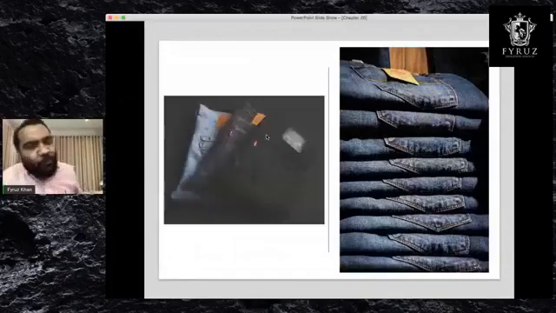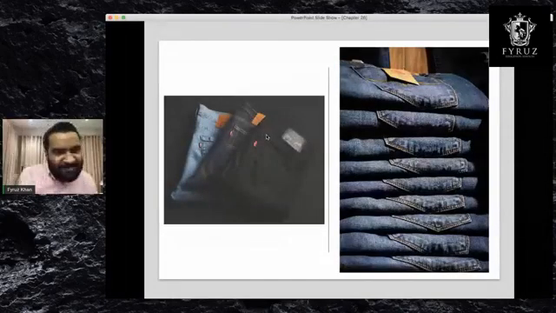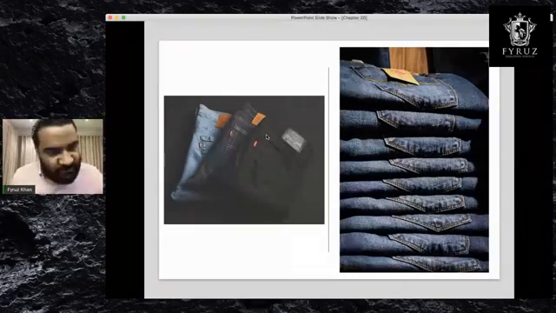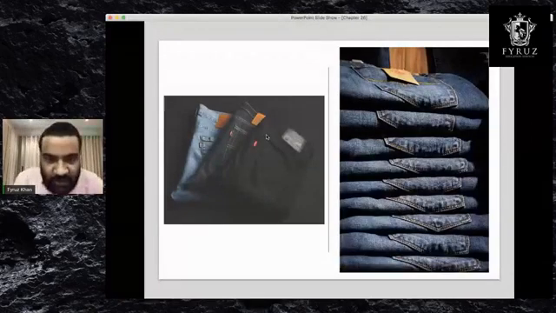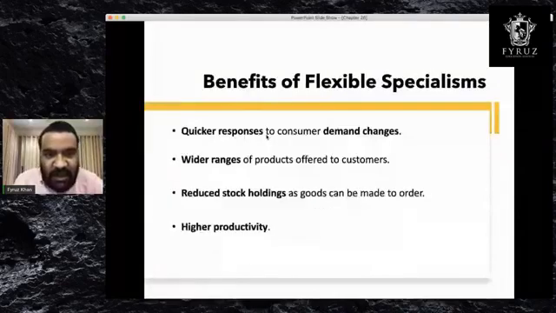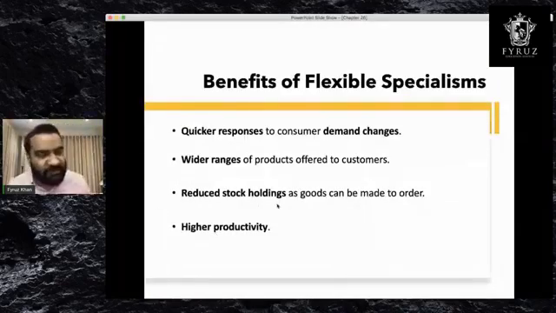You're making three, four different kinds of product, and that spreads your risk. Okay, so that's good in a way. You're reducing your risk, and it's reduced stock holdings, higher productivity. We've talked about it. Okay, so there we go.